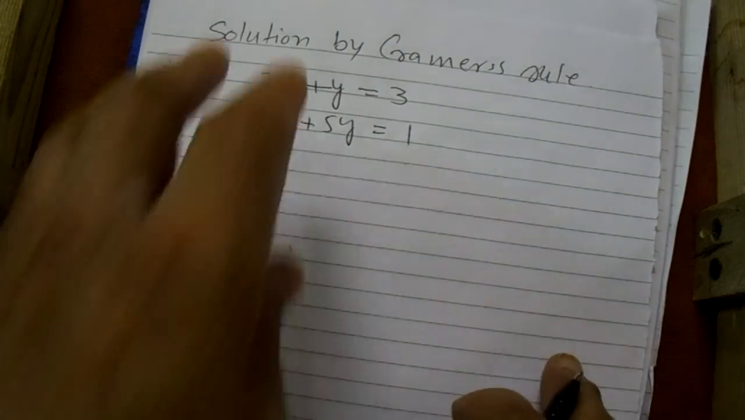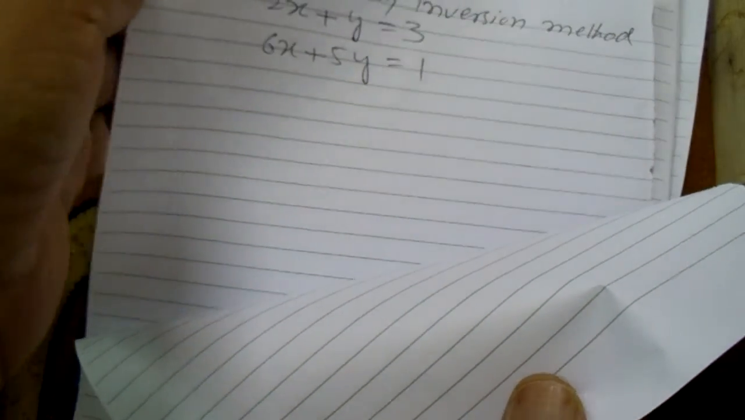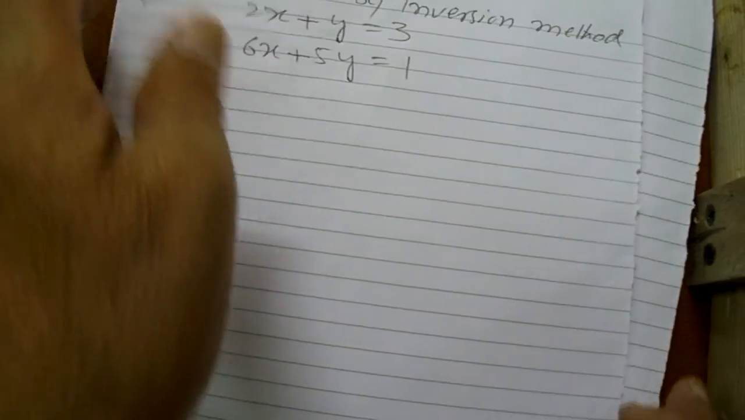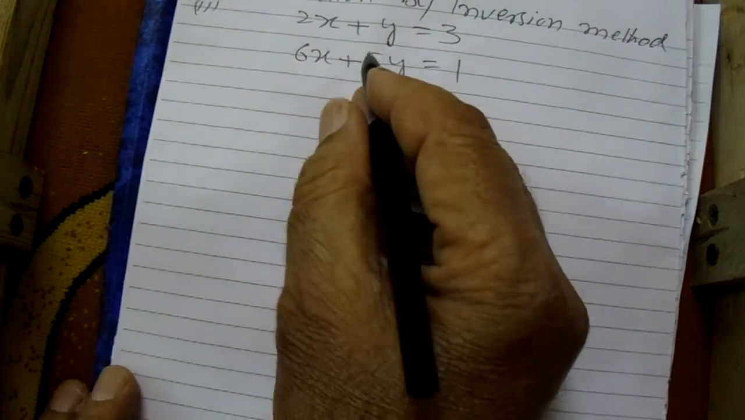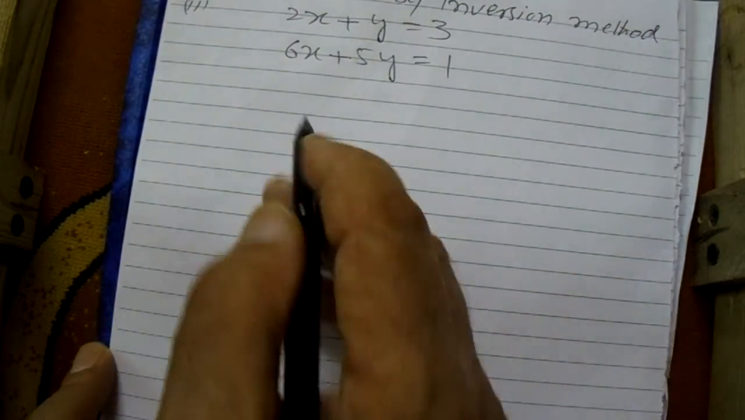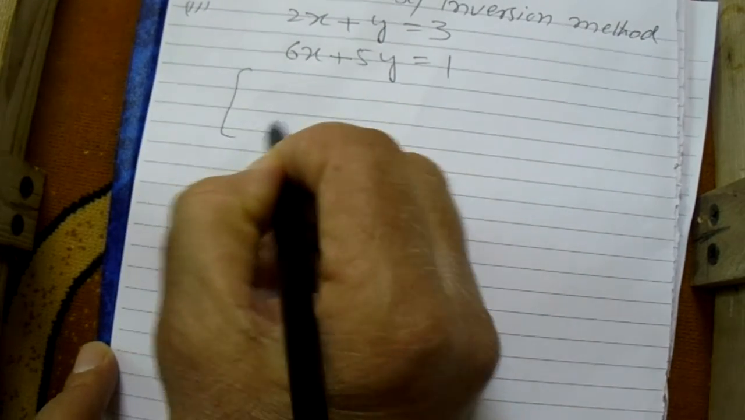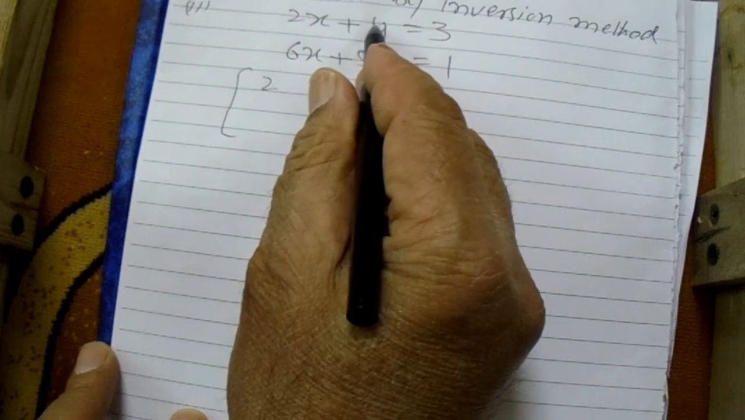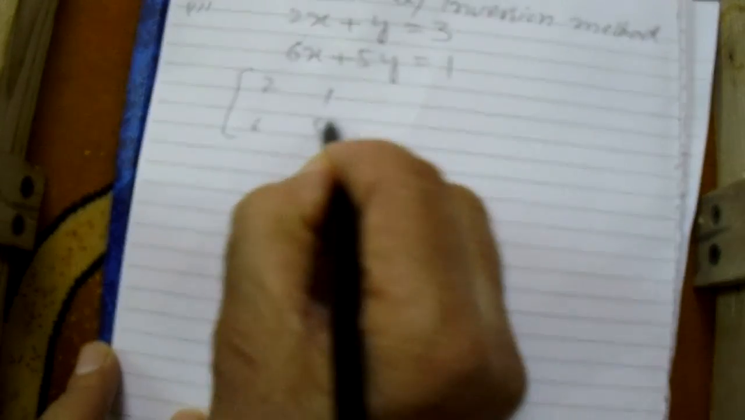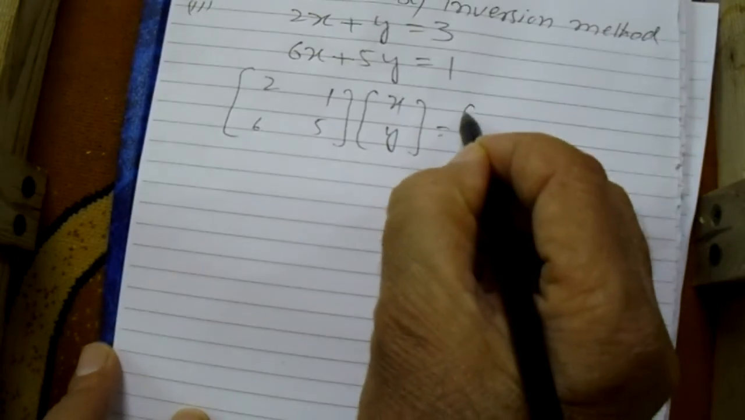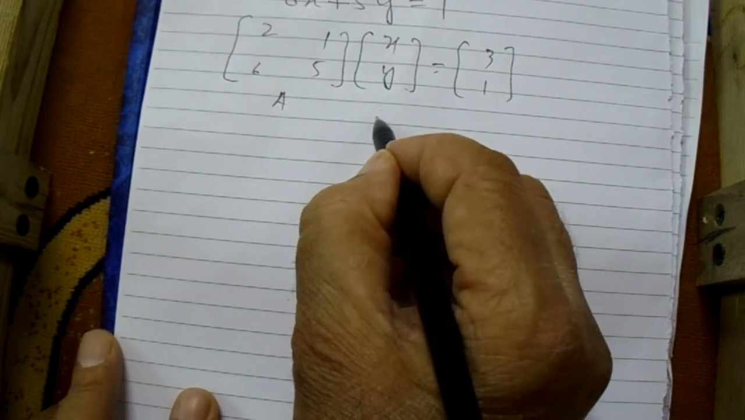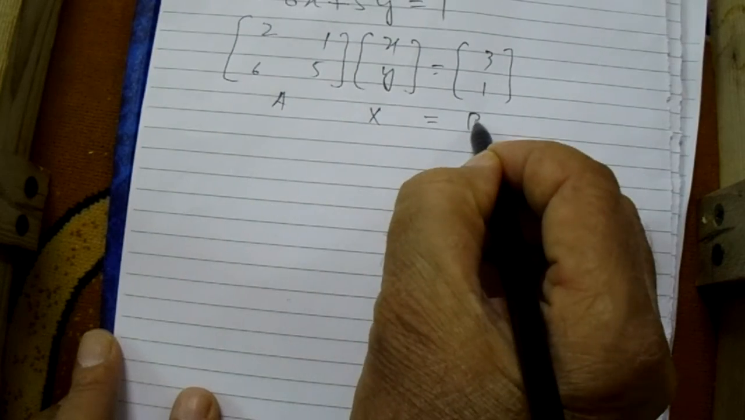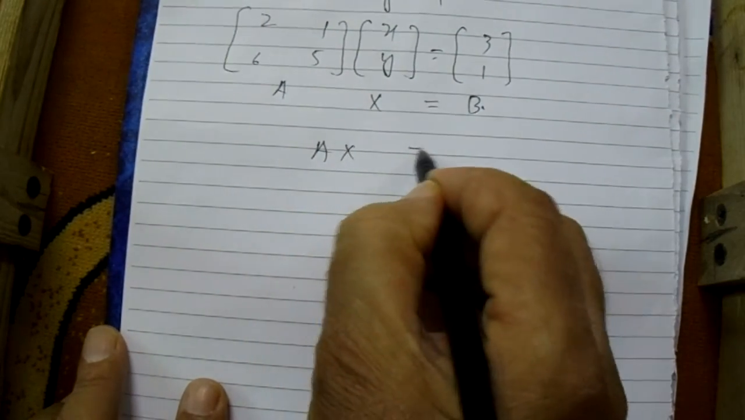First of all, we find the solution by the inversion method. This is the second part of the first question, written in equation form. First step, we write it in matrix form. We write the coefficients 2, 1, 6, 5, and here x, y, and here it is equal to 3, 1. Now this is our A, this is our x, this is our B. Now AX is equal to B.